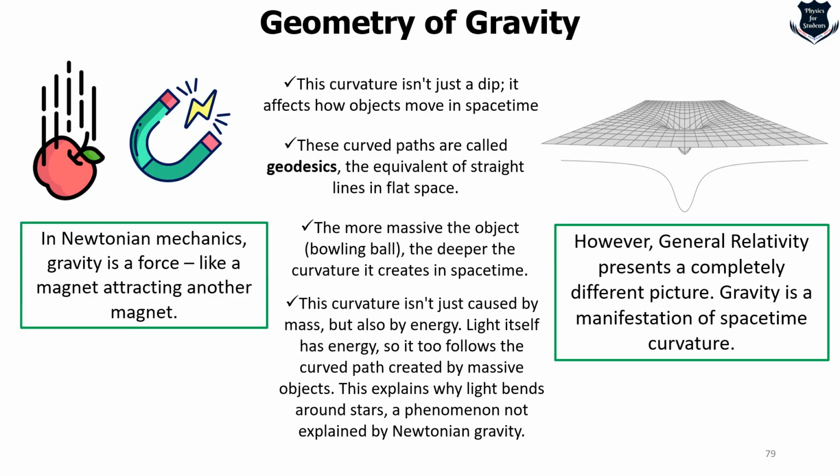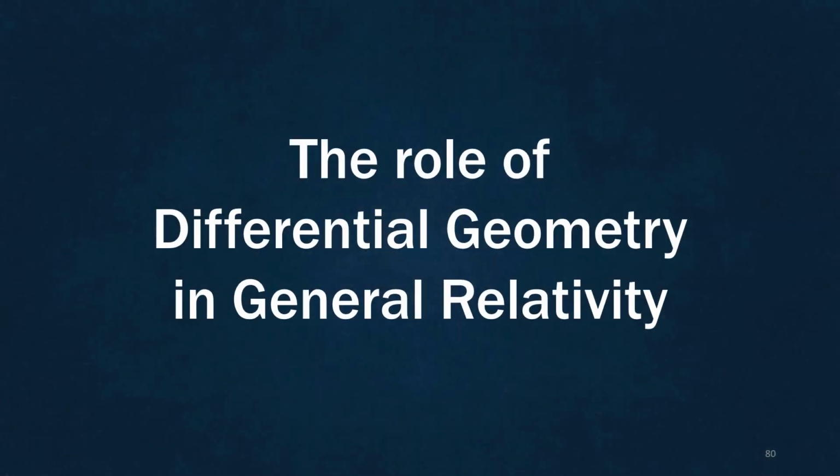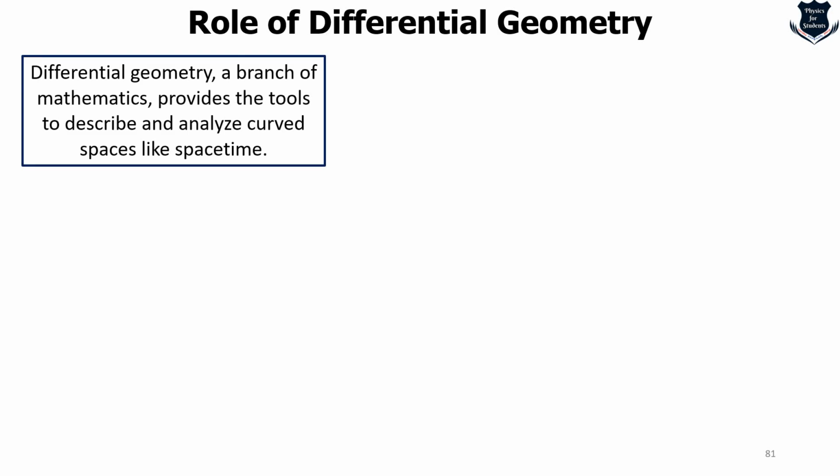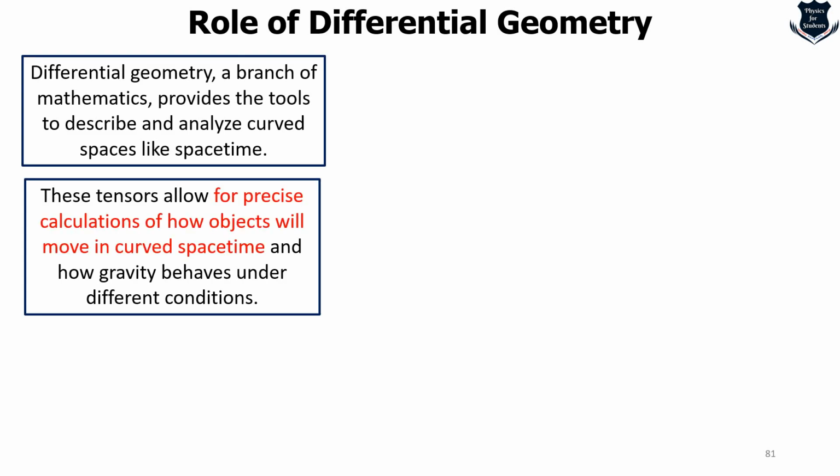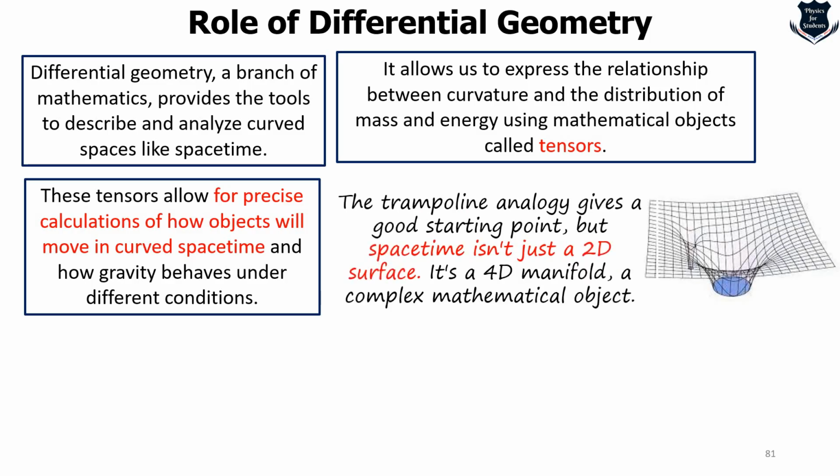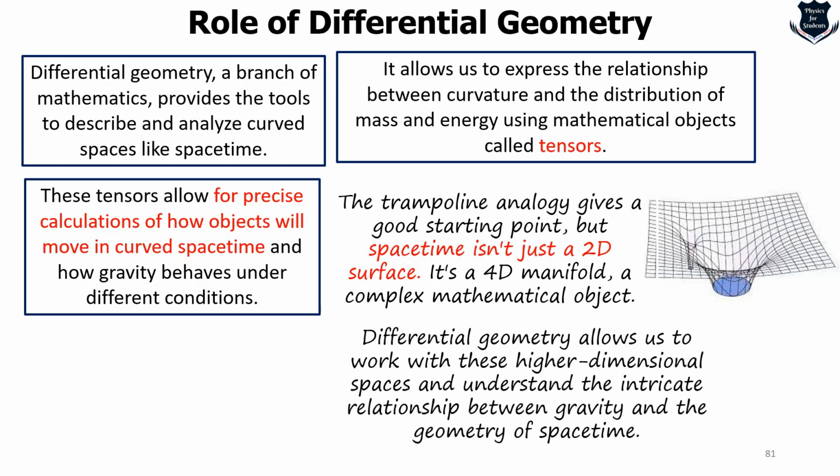Now, is the role of differential geometry obvious in general relativity? It is quite evident, because differential geometry provides the necessary tools to analyze the curvature. It gives you precise calculation. It also allows you to describe the relationship between mass-energy and mathematical objects, tensors. Most books on tensors contain a lot about differential geometry. But remember, this trampoline example is not perfect, because space-time is not just 2D, it is a 4-dimensional manifold, and for higher dimensions, differential geometry allows you to define those higher-dimensional fields.